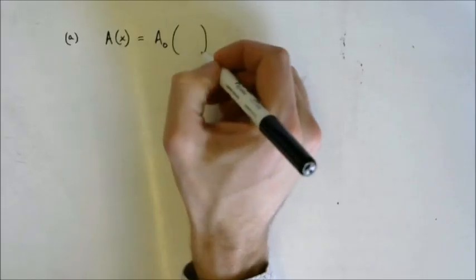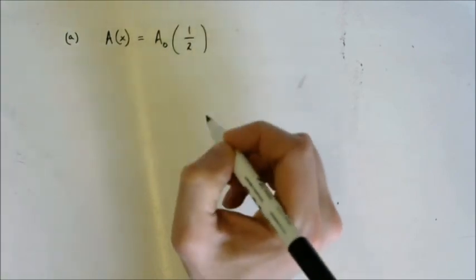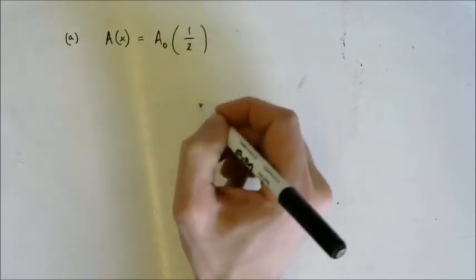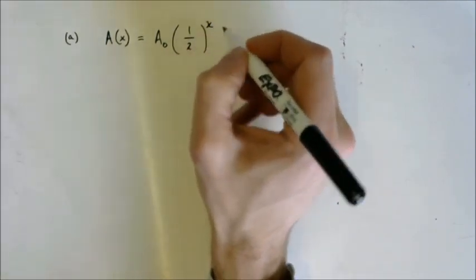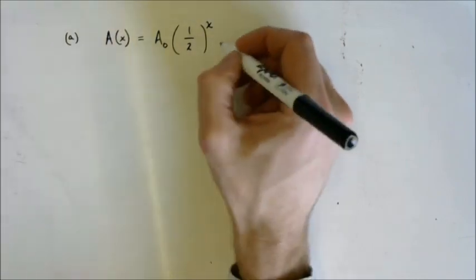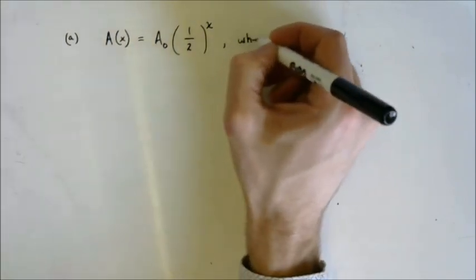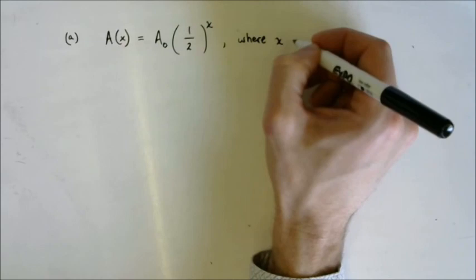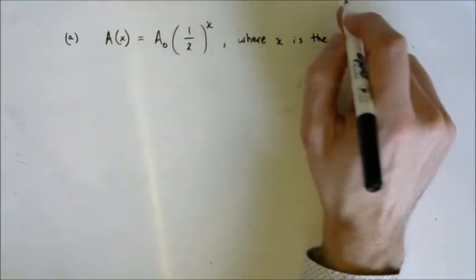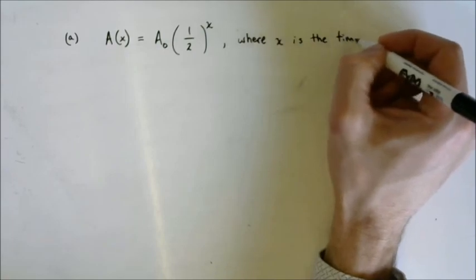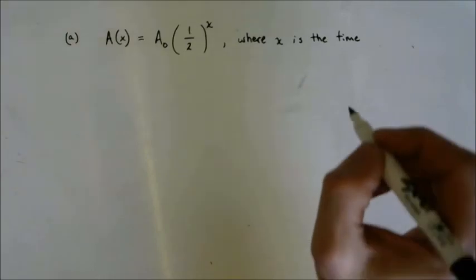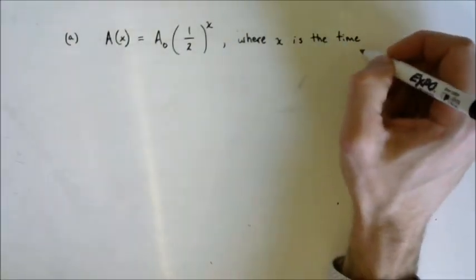We know that our repeated factor is going to be a half, because we're talking about half-life. We're cutting the amount of this substance in half every 3 days. And time is our exponent. Okay? And we need to indicate then where x is the time, but the time is not measured in days or hours. The time is measured in half-life periods.